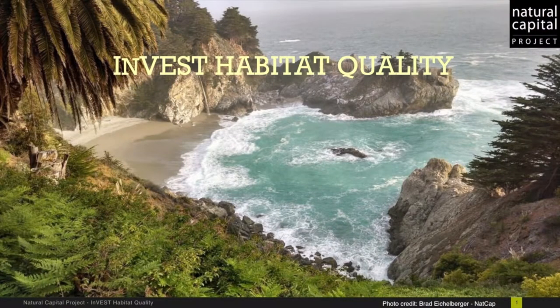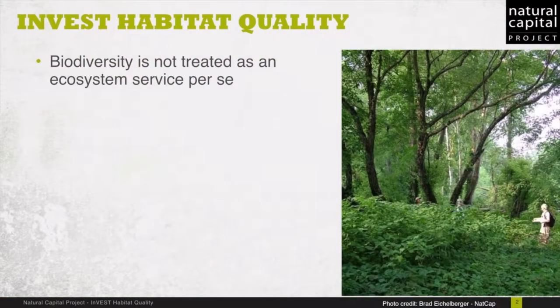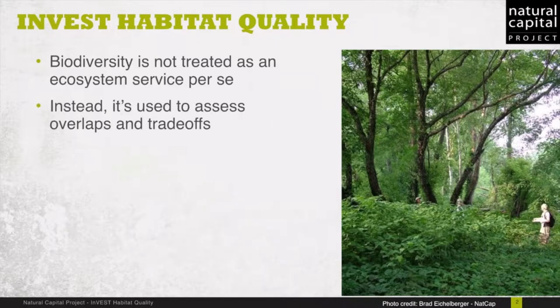I'm a GIS analyst and landscape ecologist with the Natural Capital Project, and I'll be talking to you about the InVEST habitat quality model. Biodiversity is intimately linked to the production of environmental services, but is not considered an ecosystem service per se. So we treat it as an independent attribute of natural systems with its own intrinsic value. Therefore, it can be used to assess overlaps and trade-offs with other ecosystem services.